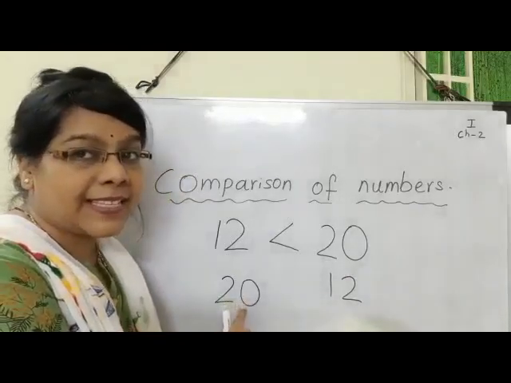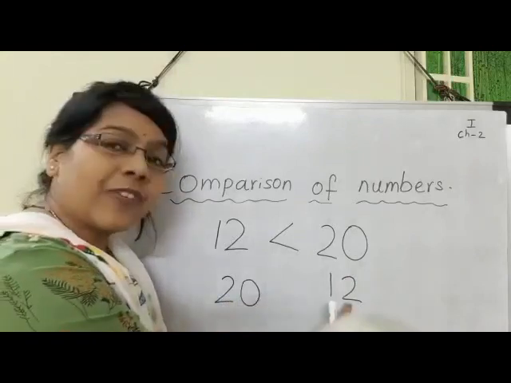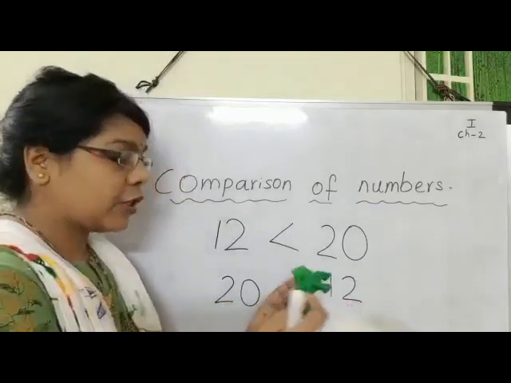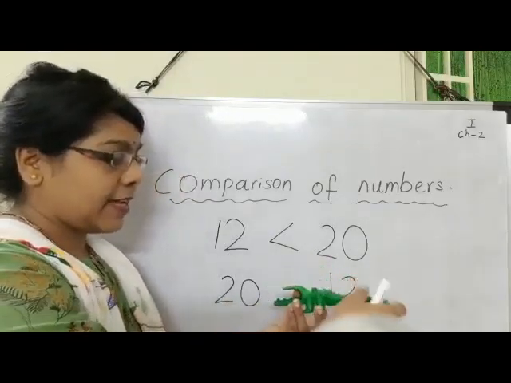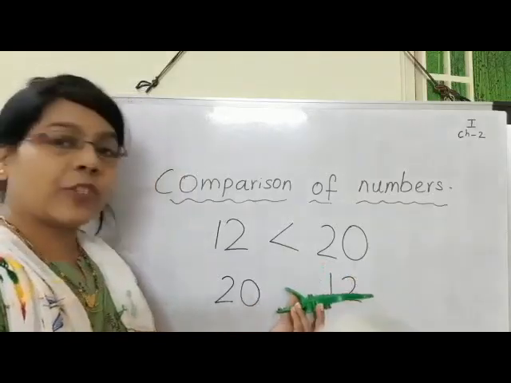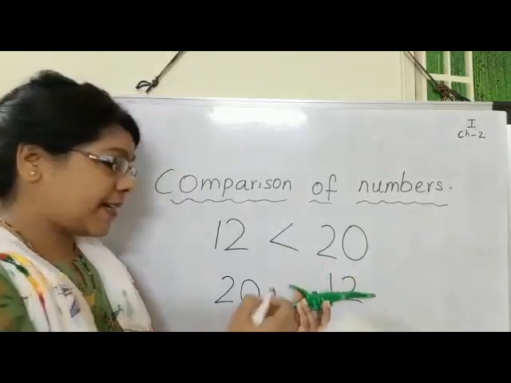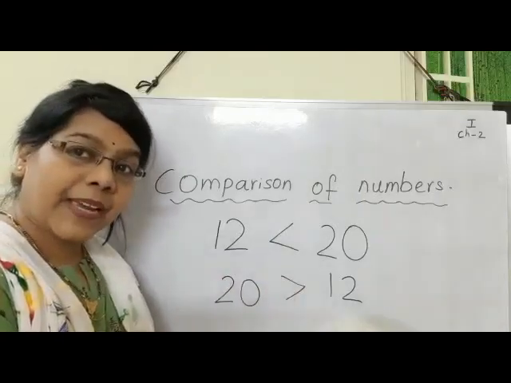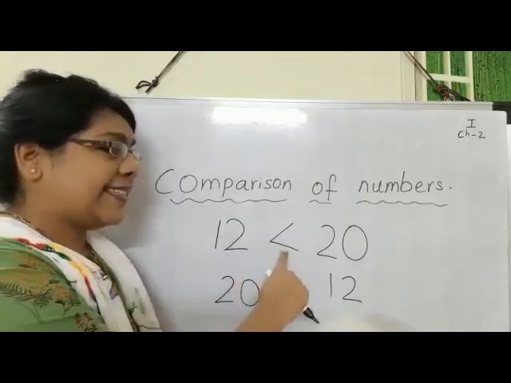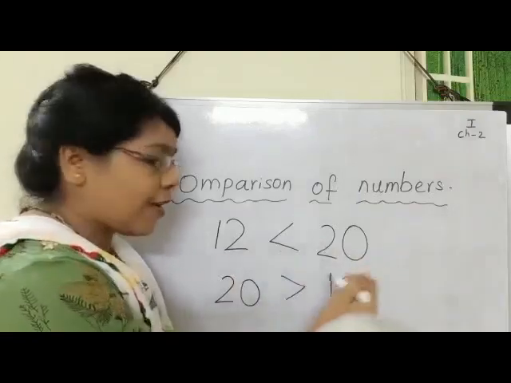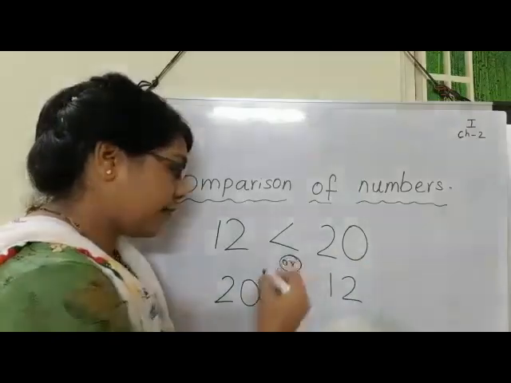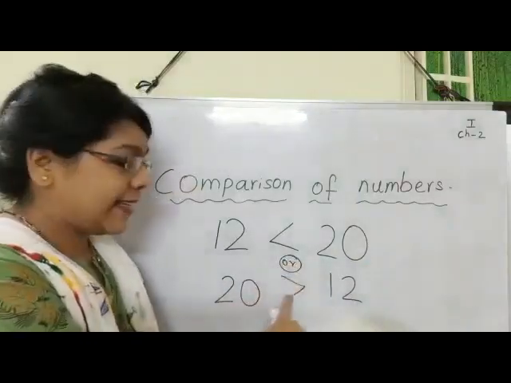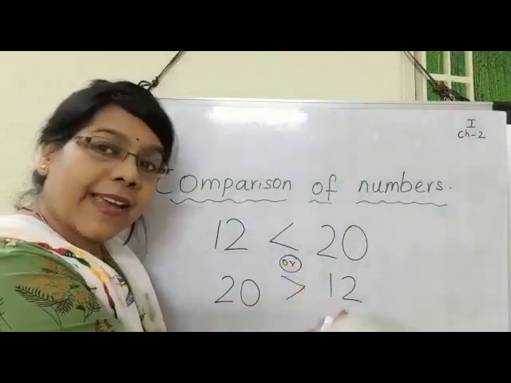number because this is greater than 12. So, it will come like this and its mouth will be open towards greater number. We have to use this symbol. Okay? 12 is less than 20 or 20 is greater than 12.